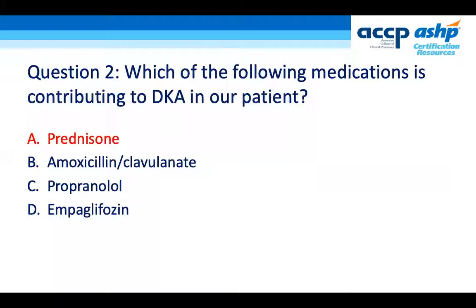The correct answer is A, prednisone. He'd been put on it at the urgent care for that bad cold and cough he was having, and corticosteroids can definitely induce hyperglycemia and potentially induce DKA.